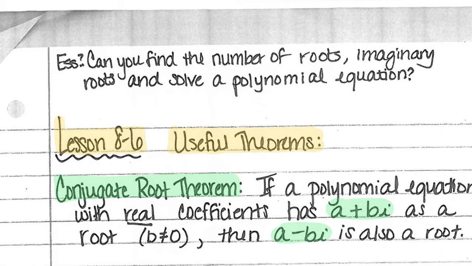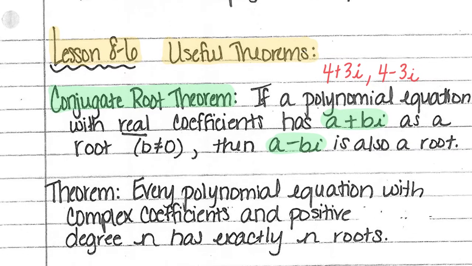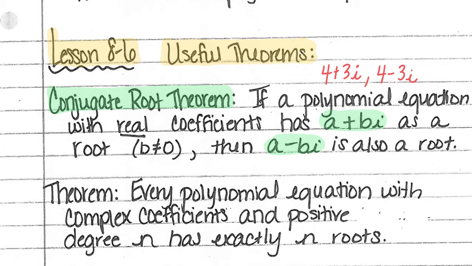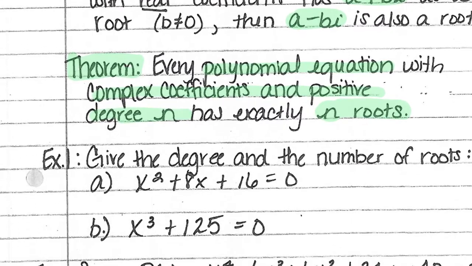So let's say I had 4 plus 3i as a root. I also know that 4 minus 3i has to be a root as well. Our next theorem tells us, they literally called this one theorem, you are reading that right. It just tells us that every polynomial equation with complex coefficients and positive degree n has exactly n roots. And we're going to take a look at this right here on example 1.